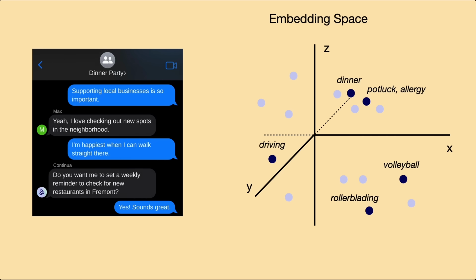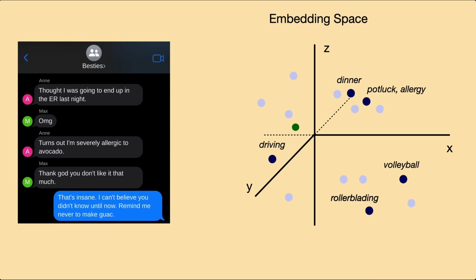This is the first candidate that we've generated. It talks all about supporting local businesses and being able to walk to them. And so when we embed this one, let's say it ends up over here because it's talking about transportation, and so was our driving embedding.